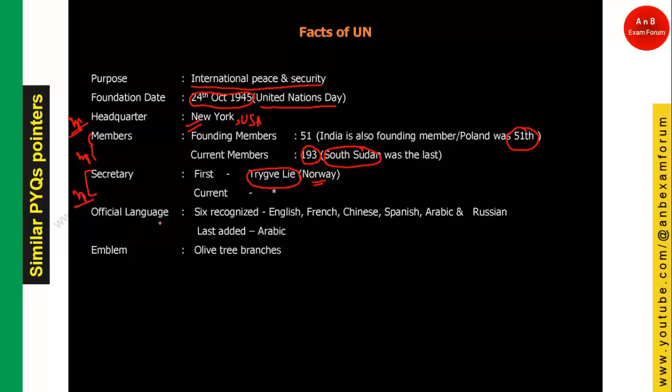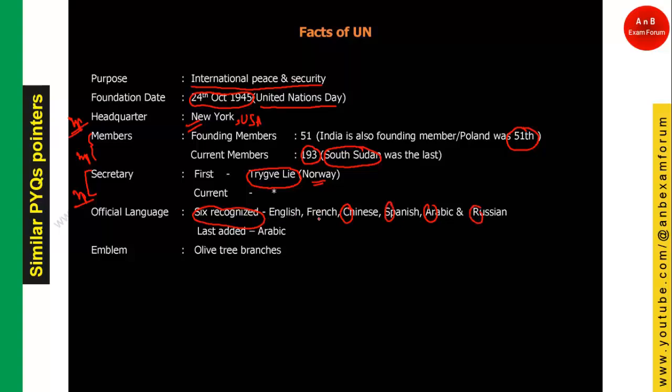Coming to the official languages, students, remember there are 6 languages recognized. What are the names of the 6 languages? English, French, Chinese, Spanish, Arabic, and Russian. You can think of it like CARS: C stands for China, A for Arabic, R for Russian, and S for Spanish.